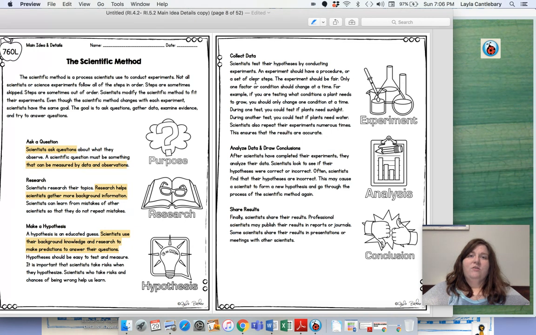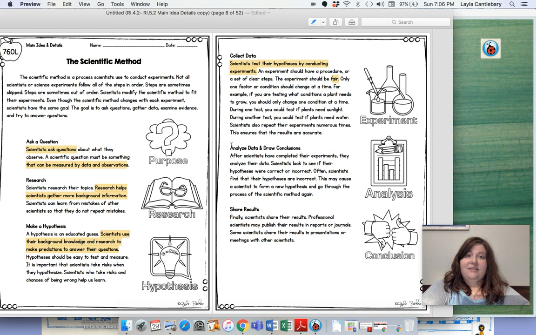This ensures that the results are accurate. So I want you to pause here, and think of what is the most important part of that paragraph, and unpause when you think you know the key detail. All right, so I think that the most important part of this is this first sentence, which is scientists test their hypotheses by conducting experiments. And if you wanted to say, you could say by conducting fair experiments. Put the word fair up there.